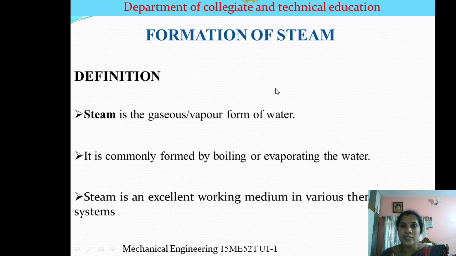Then what is the necessity of learning this formation of steam? Why do we need to learn this? This is a question that arises in your mind. For that, as I already told you, steam is obtained from water. Water is freely available in nature and it's very abundant. And steam has a very good quality: it has the ability to absorb a large quantity of heat. This characteristic makes steam usable as the working medium in various thermodynamic systems.